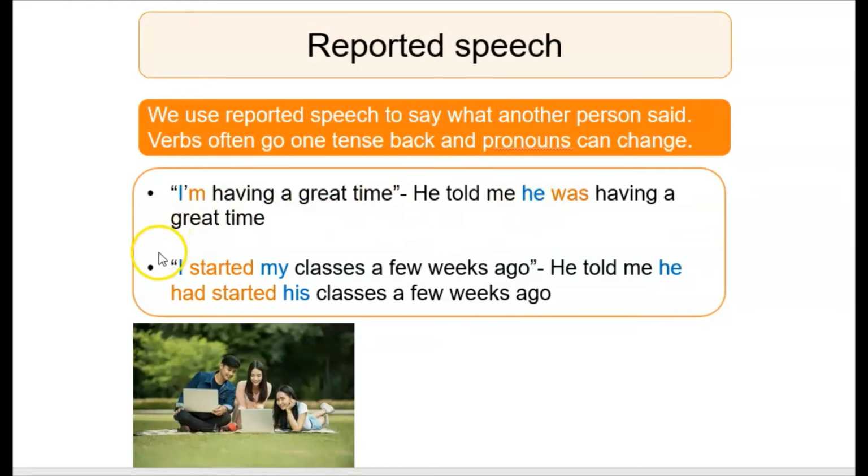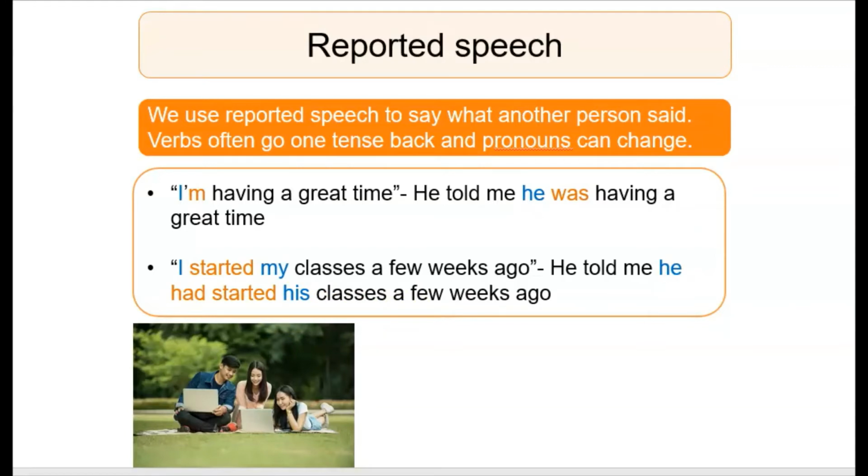The same happens with this second example. Directly in the email, he said, I started my classes a few weeks ago. But when I report this to you, I say, he told me he had started. So the I again changes to he, and started, past simple, goes one tense back to past perfect, had started. And my changes to his. So, had started his classes a few weeks ago.